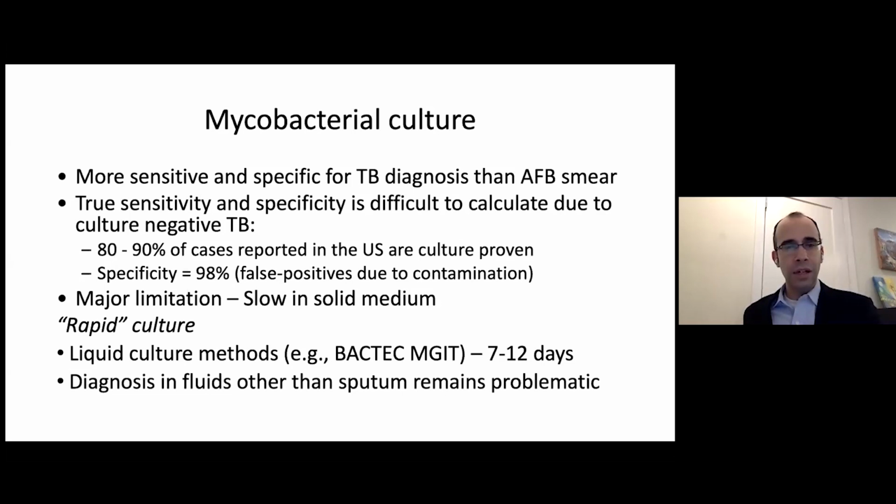Mycobacterial culture is the most sensitive and specific for TB diagnosis. Its true sensitivity and specificity is difficult to calculate because, of all the cases that are reported in the US every year, only up to 90% of them are culture proven. So there is an entity of culture negative tuberculosis. Specificity is thought to be at least 98%, with any false positives being due to contamination in the lab.